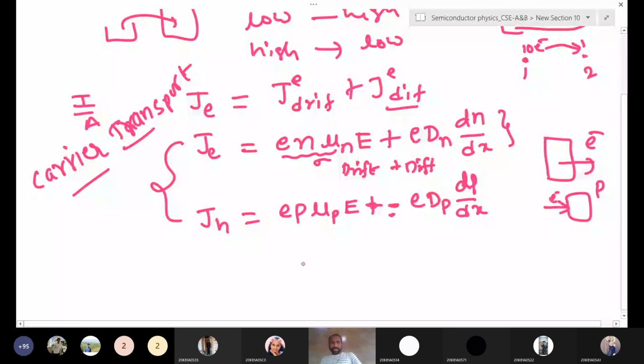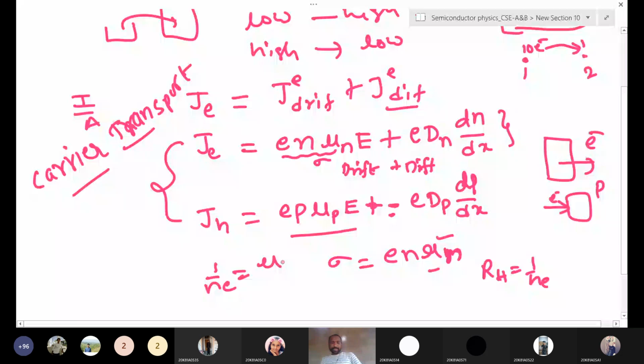Using the Hall effect we can also estimate sigma is equal to e n mu n, where mu n means mobility. You can calculate mobility using the Hall coefficient. We know the Hall coefficient is 1 by ne, so 1 by ne is equal to mu n by sigma. Sigma is the conductivity of the semiconductor. You measure the IV characteristics to calculate conductivity, and from the Hall coefficient you can estimate the mobility of the semiconductor. This is simply carrier transport, the drift and diffusion processes.